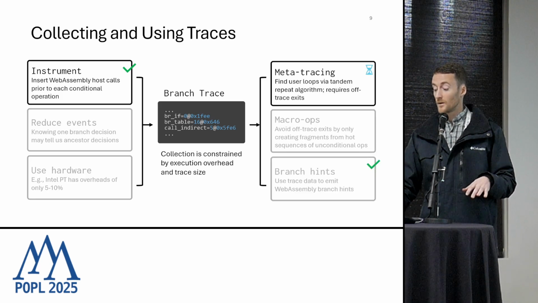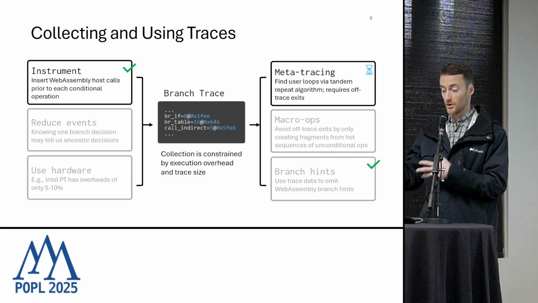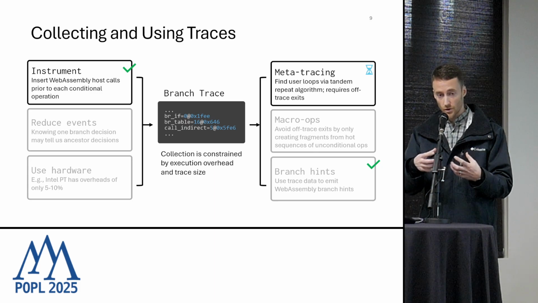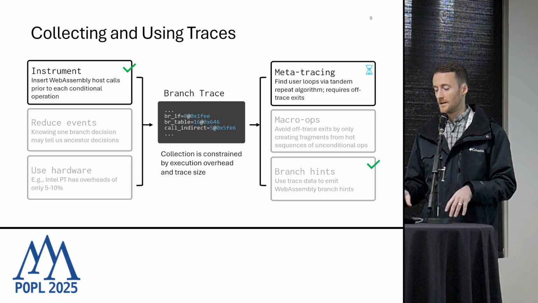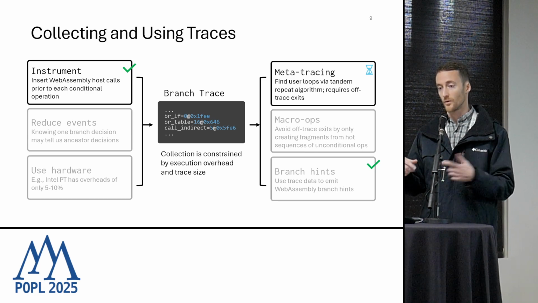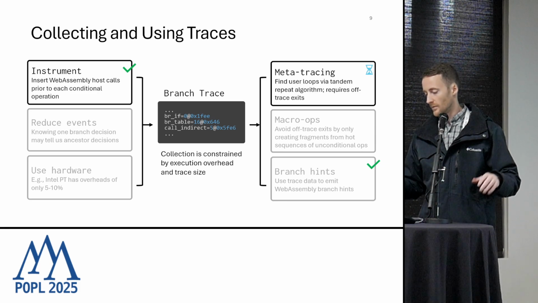Our main goal for these traces is to use them to do meta tracing. So, find those user loops and make those optimized fragments. But there are other things that the trace could be useful for, like creating macro ops or for branch hints, which we can talk about later.